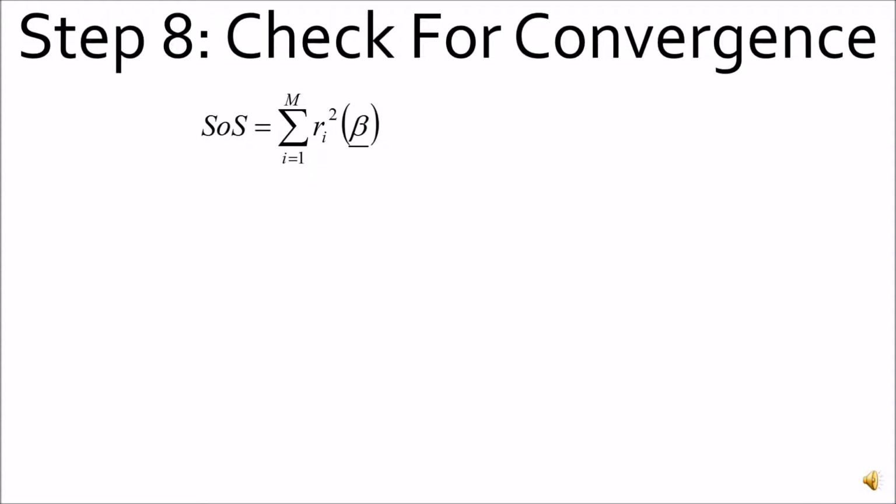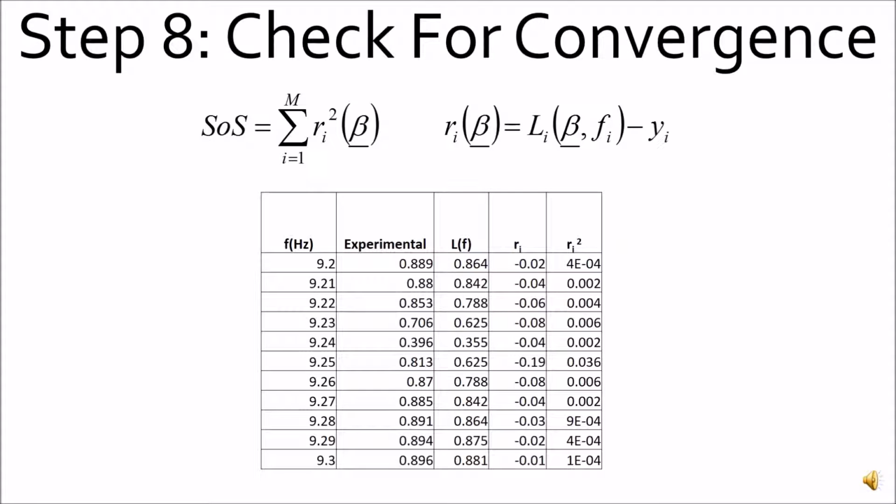So the way we do this is we evaluate the sum of squares. After you've updated your parameters, you look at the residual squared for each of the data points and sum them up. And as I said before, the residuals are just the Lorentzian calculated using our parameters for each data point, and then you subtract the relevant data point from that. And here we have it calculated for us. You see in the right hand column here is the residual squared for each of the data points. You take the sum of these values and you get a value of 0.059.